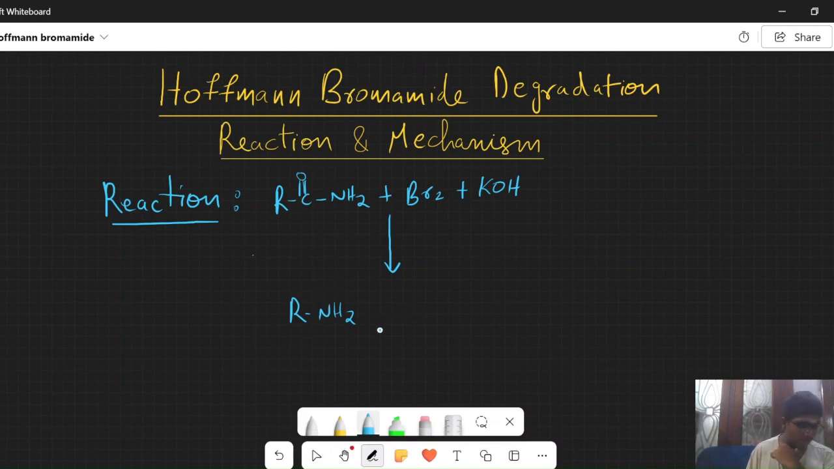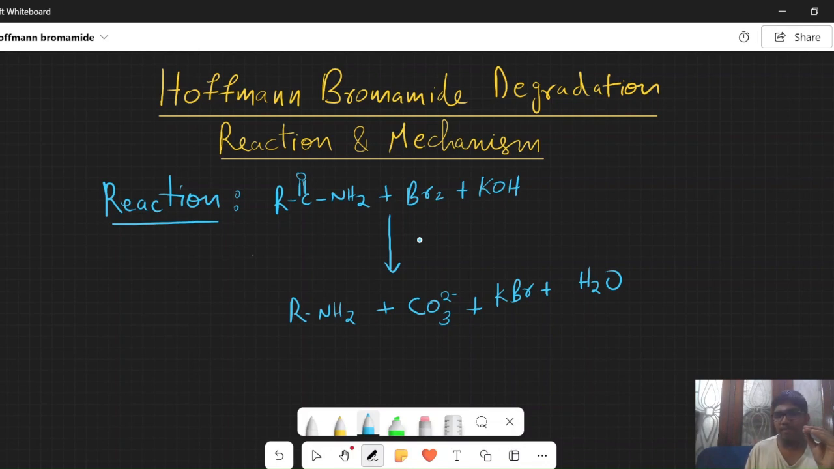So RNH2 plus, naturally, C double bond O, you can think of it as escaping in the form of carbon dioxide, which reacts with the base present in KOH and gives CO3 2 minus, carbonate ion, plus KBr plus H2O. Okay, CO3 2 minus, I can write actually K2CO3. Okay, anyway. So this is the basic reaction of the Hoffmann bromamide degradation.